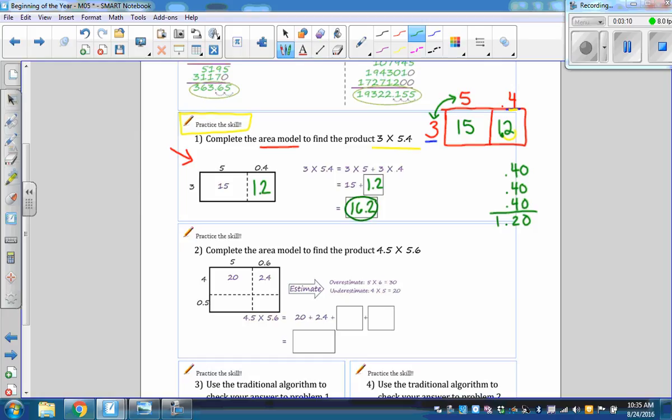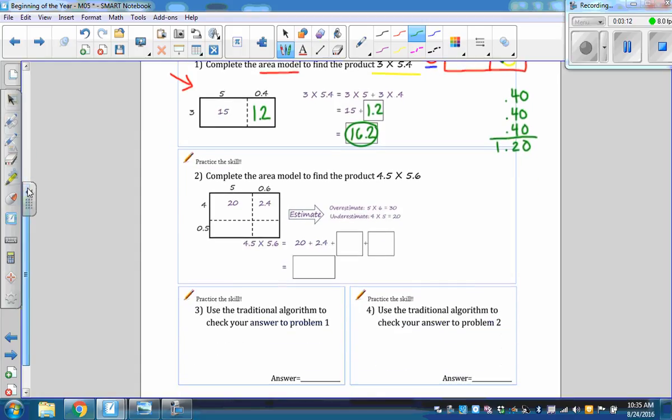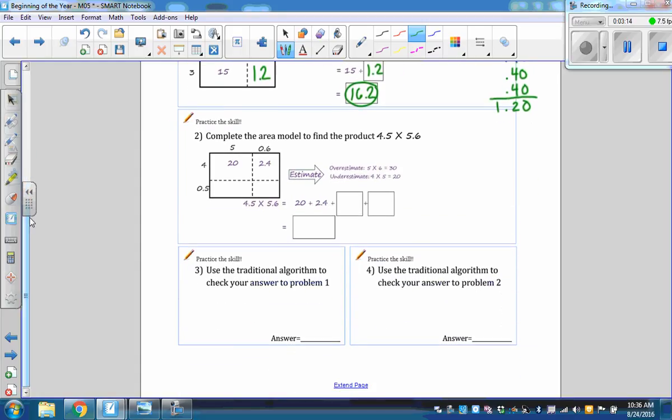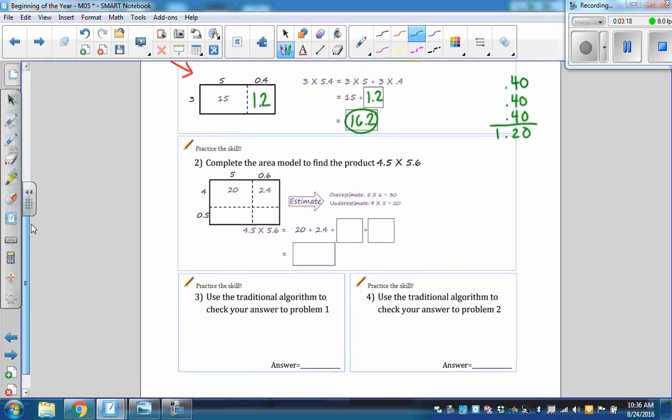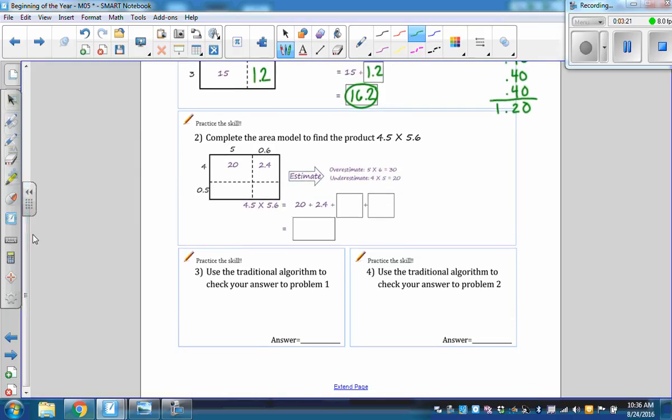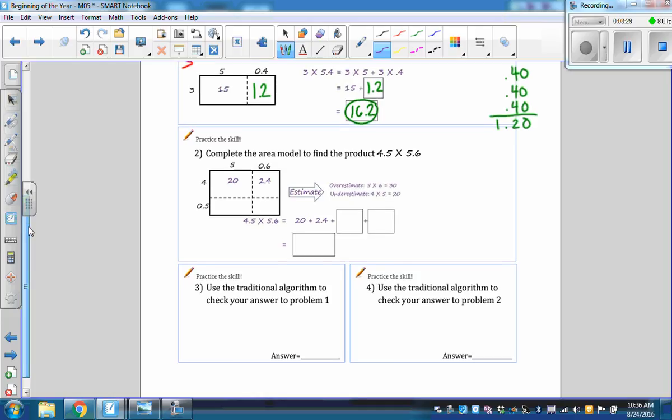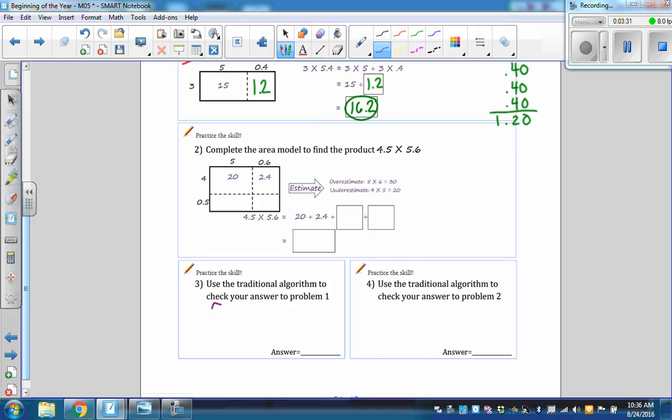So if you skip down to problem 3, the other thing you're asked to do is use the traditional method to check your work to problem 1, because we value both methods, and in 6th grade we find both methods are equally important. Whenever I set up a problem like that, I put the number with the most digits on the top when I stack. That's my personal preference. I find that it's helpful for most people.